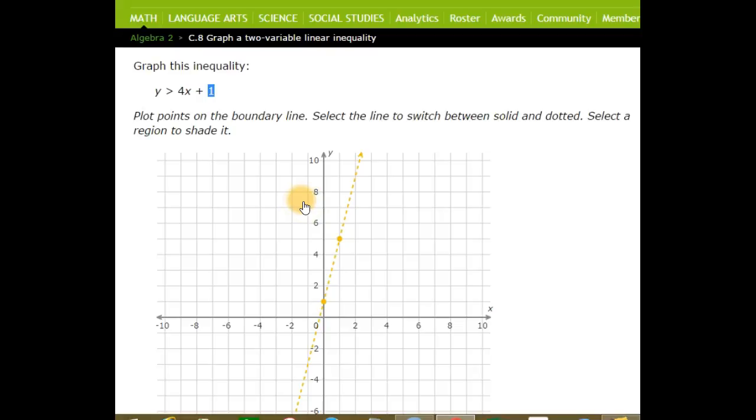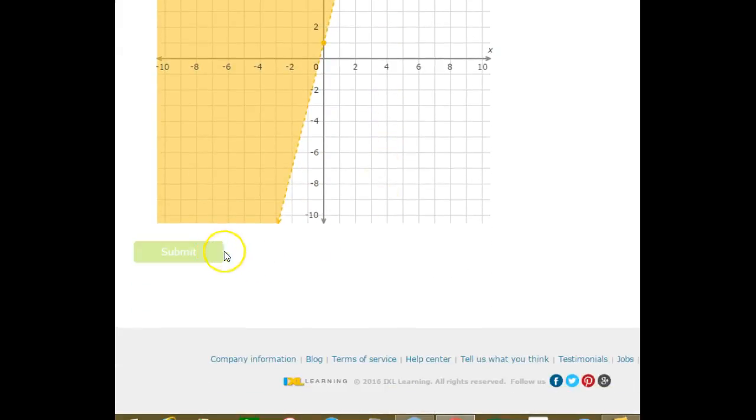So if I want to test to make sure that that's right, I'm going to put in one of the coordinates over here that should make that equation true. So I'm going to use (0, 10). I'm going to put 0 in for x, and then I'll get 0 plus 1, which is 1, and then I'm going to put 10 over here. 10 is greater than 1. That's true. So I do indeed shade this side, and now I'm going to see if it's right.